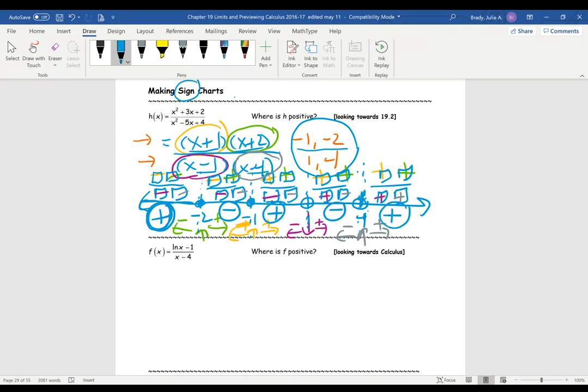Our task was, where is H positive? I'm going to grab the highlighter. It's not here because that's 0. It's everywhere between these points, and it's everywhere to the right. So on those intervals, H is positive.